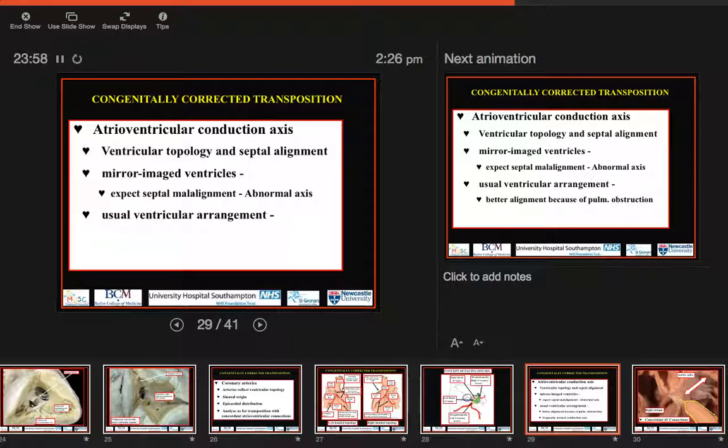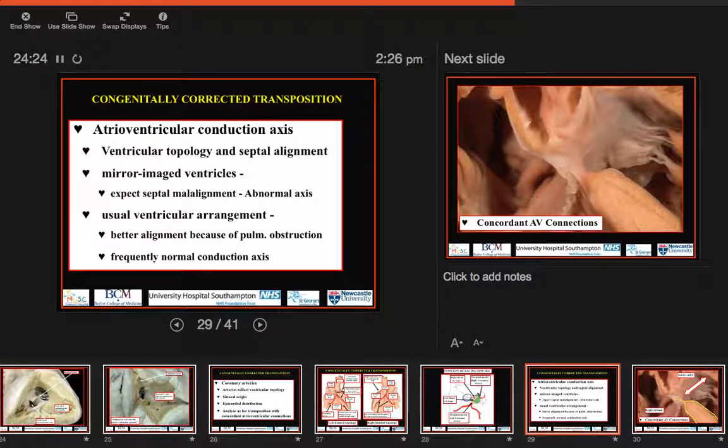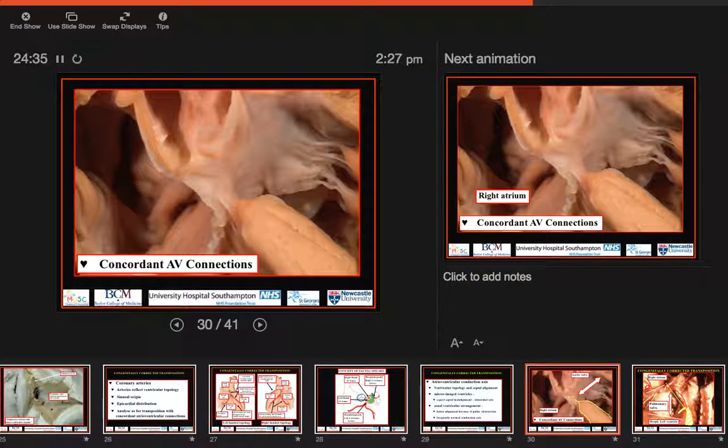There's been a lot of controversy as to what happens when you have de-looping with congenitally corrected transposition. In other words, mirror-imaged arrangement, right-handed ventricular topology with discordant atrioventricular connections. In this setting, in the cases that have been studied at autopsy, there has usually been pulmonary obstruction. And this has removed the malalignment between the atrial and ventricular septal structures, and that is why, in such cases, there have been described a normal conduction axis, but in association with a sling of conduction system.